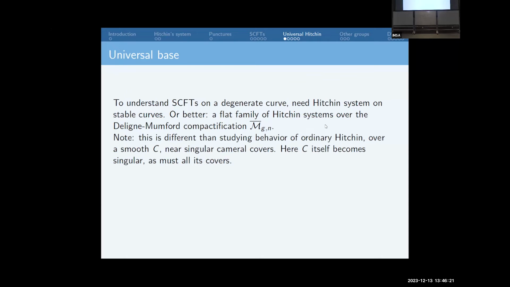And let me just point out, since people were talking in the first couple of days about studying the asymptotics of the Hitchin system near a single curve, that's different. They were talking about a smooth base curve, a single spiral curve. I'm talking about a situation where the base curve itself becomes singular, and of course all its covers.